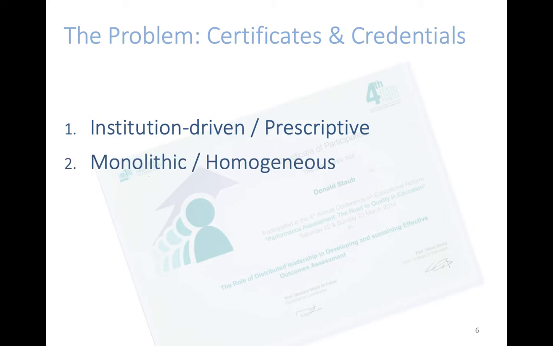The second issue with certificates and credentials, then, is that they're monolithic, or homogeneous. What that means is that by and large, the courses stand alone by themselves. Obviously, a program today might have program learning outcomes, and a matrix that shows clearly how each of the classes in that program are working toward fulfilling those outcomes, and how they are integrated and aligned with one another.